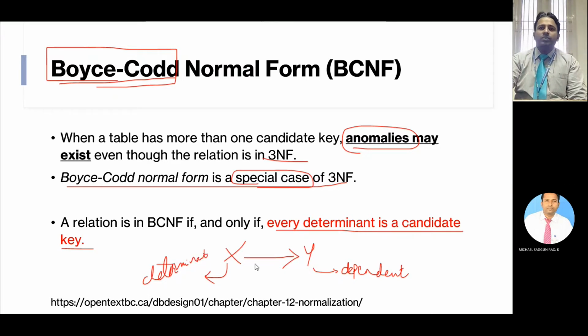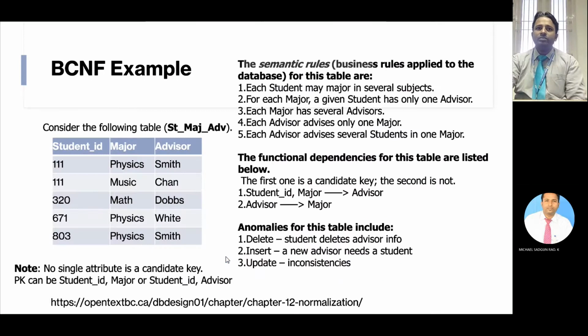Okay, so there is a functional dependency between X and Y, where X is one attribute and Y is another attribute. This Y is determined by, or depends upon, this X attribute. In BCNF, what they're telling is this determinant should be a candidate key. It should be a key attribute only, like a primary key.